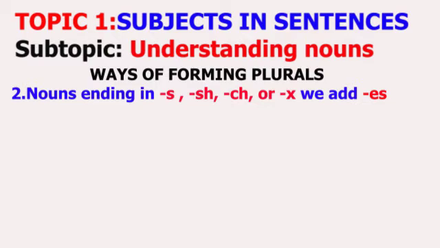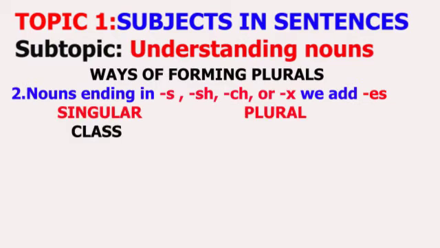Okay, we do not add s like the previous words. We are just adding an es. For those words that end in the letter s, or sh, or ch, or x, we form the plural by just adding an es. For example, the word class. The word class ends in s, so we form its plural by adding es. So class is going to be classes.